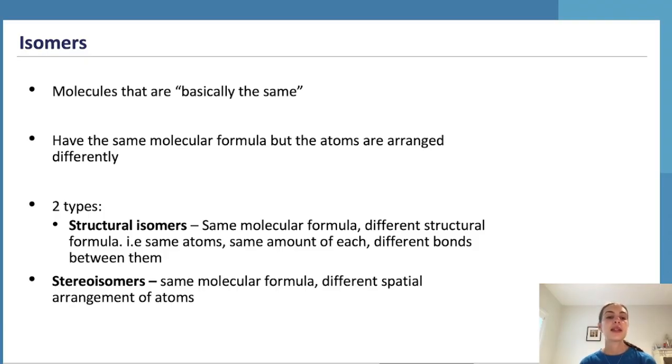Then our next one is the stereoisomers. They've got the exact same molecular formula, but just a different spatial arrangement of atoms. And so when we look at stereoisomers, we're going to specifically be looking at the geometric isomers for this particular syllabus.